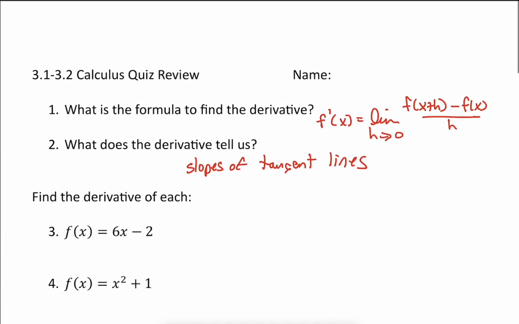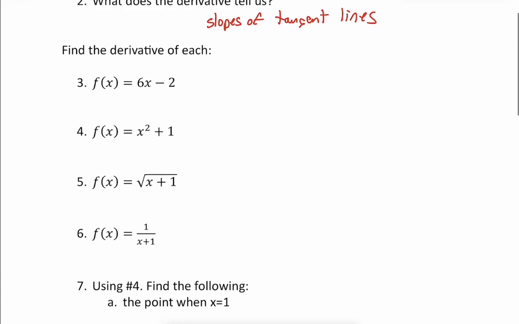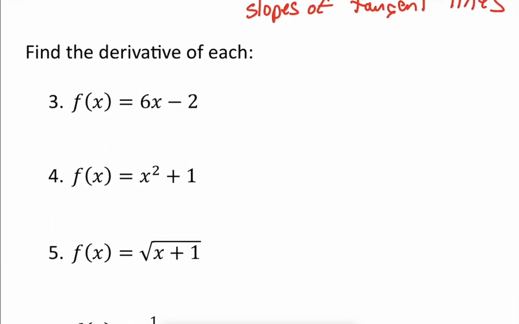Okay. So now that we've talked about that, we have these 4 that we're going to find the derivatives of. Tomorrow you have 4. You will have it kind of in a similar order. You're going to have 2 classic polynomials, a square root and a fraction, okay? So your first one here, number 3, says to find the derivative.